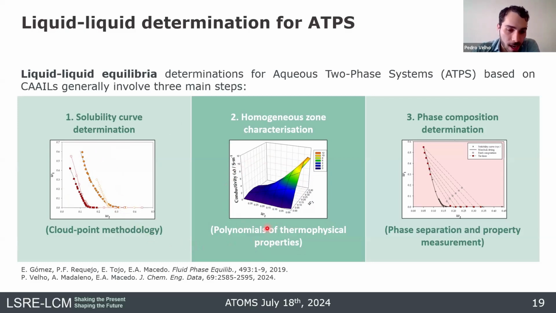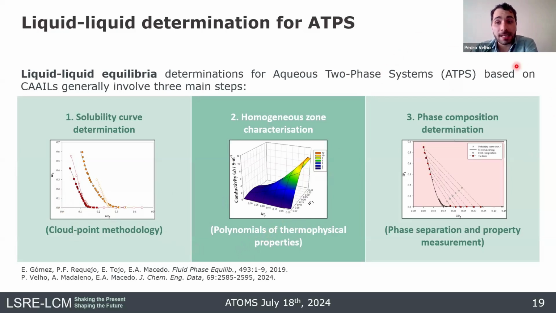Afterwards, what we do is characterize the homogeneous zone, the zone in which you have one single liquid phase. For example, below this red line, squares here, you can see that this is the homogeneous zone. And in several different binary and ternary points, we measure, for example, conductivity, liquid density, or refractive indices. They have to be independent properties. Normally, we measure 2 different properties. We measure properties in this homogeneous zone and adjust third-degree polynomials to these thermophysical properties, which we will later use to determine phase composition.